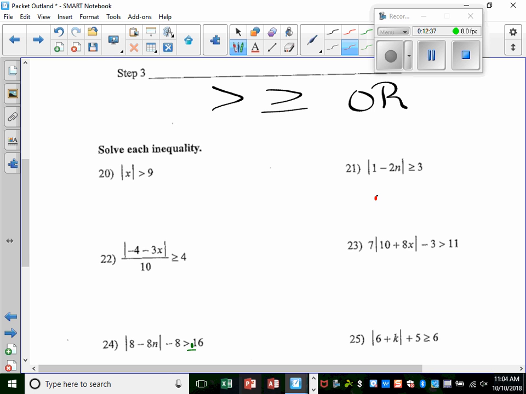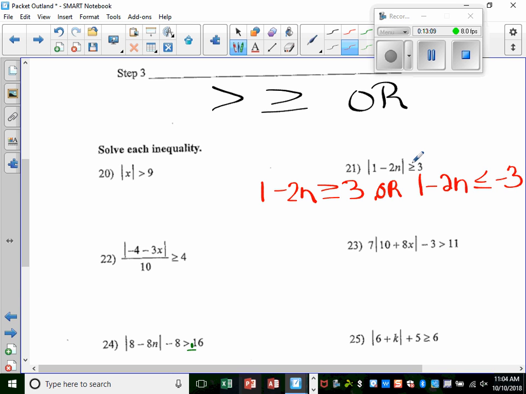So the bars have been isolated. I'm going to drop the bars and write it as 1 minus 2n, exactly like I see it first. So now I'm going to say or 1 minus 2n is less than or equal to negative 3. Now you don't have the option of combining the negative 3 and positive 3 together. It has to be written separately. We haven't gotten there yet. So now we're going to solve it.